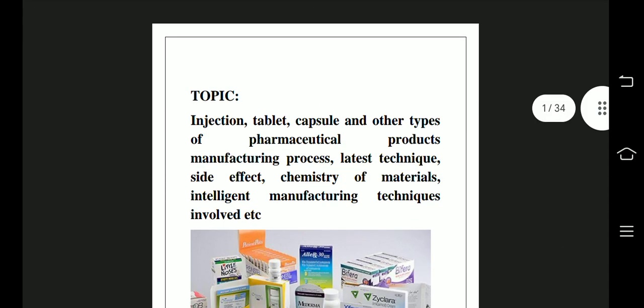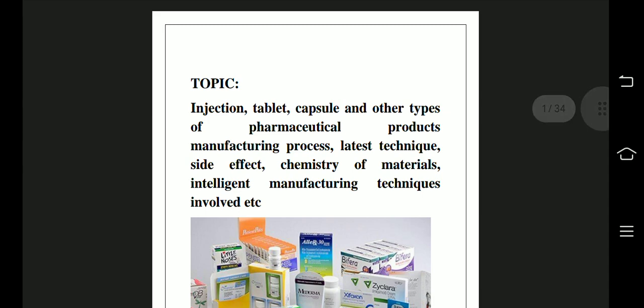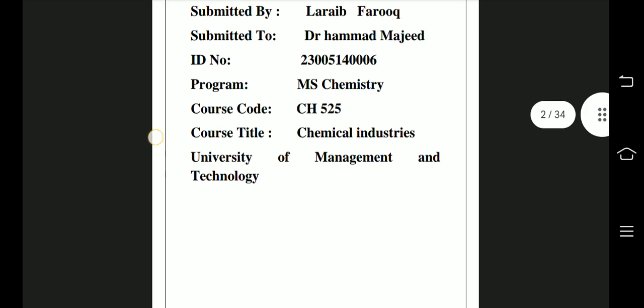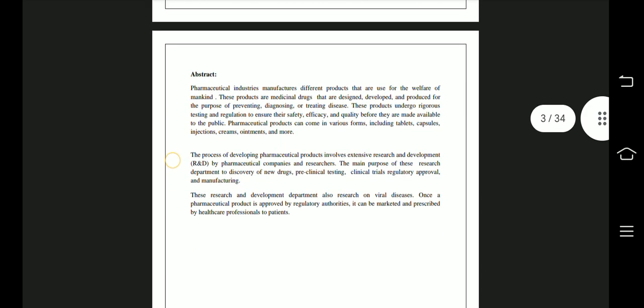Assalamu alaikum. My name is Lareeb Farouk, and my presentation topic is about pharmaceutical products, manufacturing processes, latest techniques, side effect, chemistry of materials, intelligent manufacturing techniques involved, etc. Now I would like to discuss abstract.